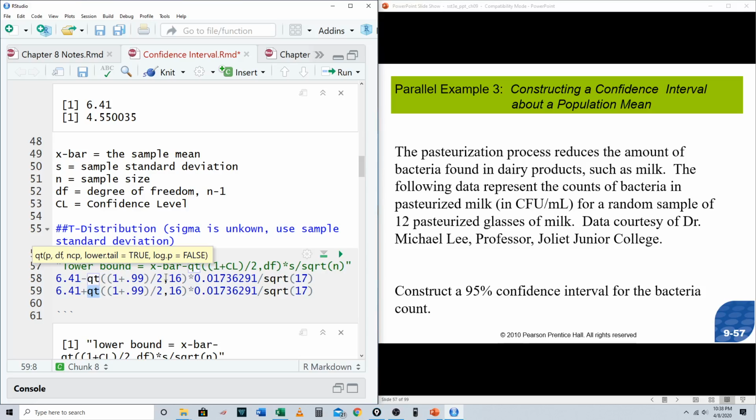This is T distribution. How big was my sample? There's 12. Okay. So our degree of freedom should be 1 less than 12, so 11. And they wanted a 95% confidence, so 95. And then our standard deviation was 4.55 with the square root of 12. All right, we're going to run that.